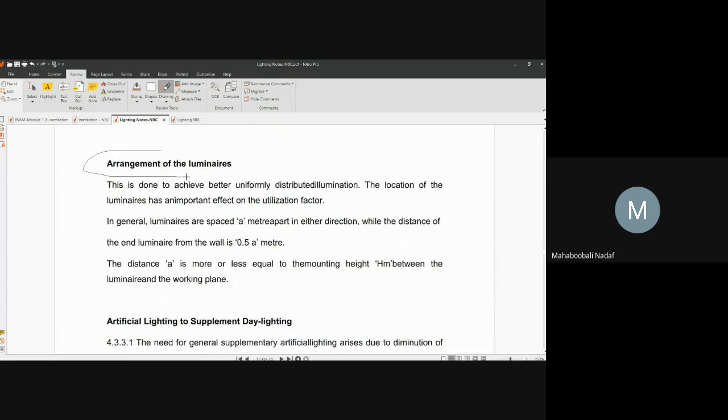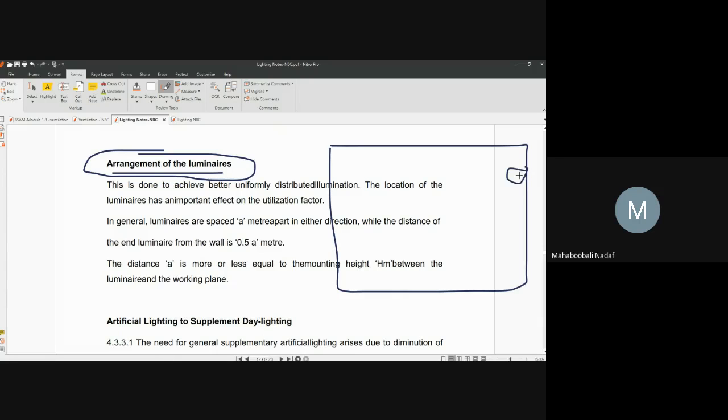Arrangement of luminaries. These are what we are discussing: standard guidelines for artificial lighting, or standard guidelines or design principles. The question will come, so you need to enlist all these points. First thing, arrangement of luminaire standard. If a room is there, if the mounting height of the bulb is A, so A is the mounting height.